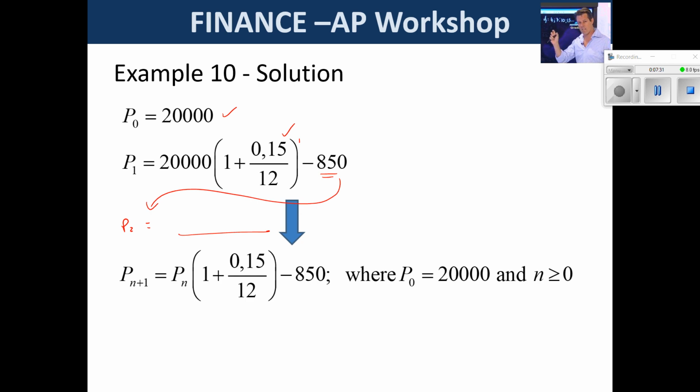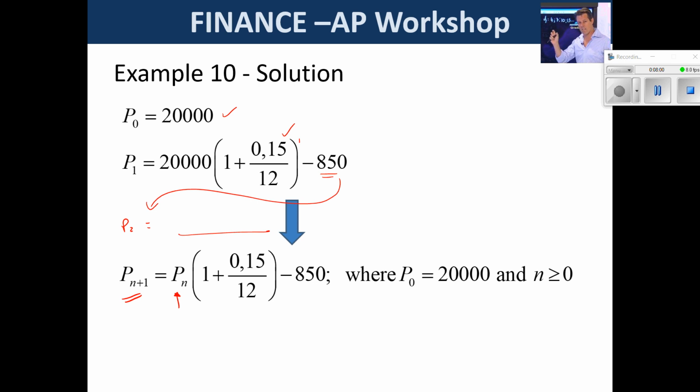And so now we can generalize this by saying, hang on, P n plus 1, which is the balance at the end of the month after your last payment has been made, or the starting balance at the next month. You're growing whatever the outstanding balance is, whatever the current population is, whatever the current financial value is, by a rate, subtract that 850. And so there is my formula.